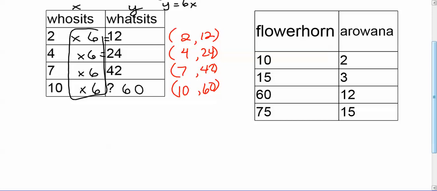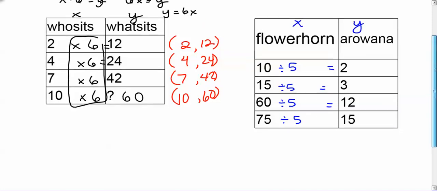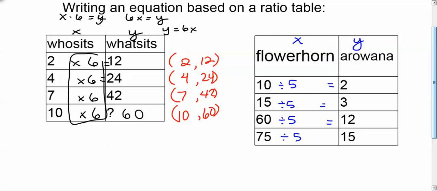You'll notice that the arowana are always consistently less than the flower horn, so that means they're using division, right, to get from one side to the other here. So 10 divided by 5 equals 2, 15 divided by 5 equals 3, 60 divided by 5 equals 12, and 75 divided by 5 equals 15. So if I wanted to say this was x and this was y, the relationship between the two would be you take your x value and you divide it by 5 to get the y. All right, so I'd write it like this: y equals x over 5. Just to give you a few examples. And again, you could be asked to write those as coordinates and then graph them.